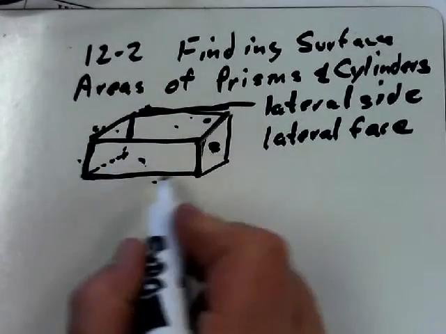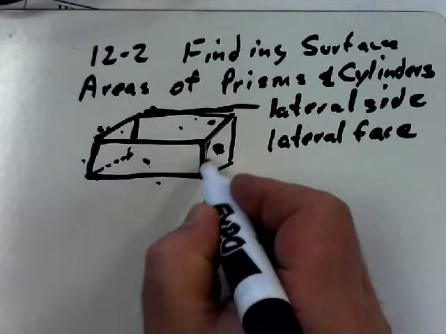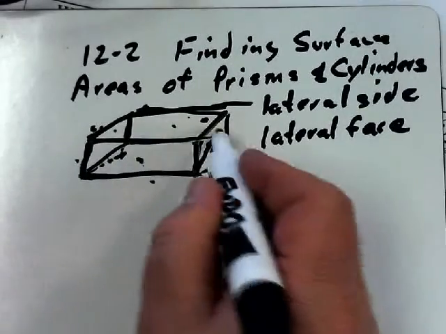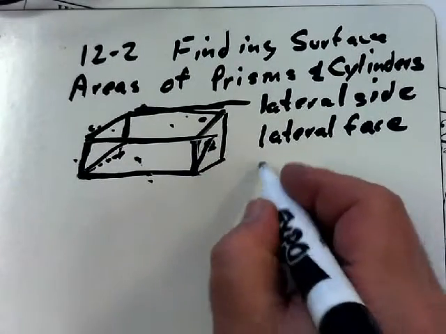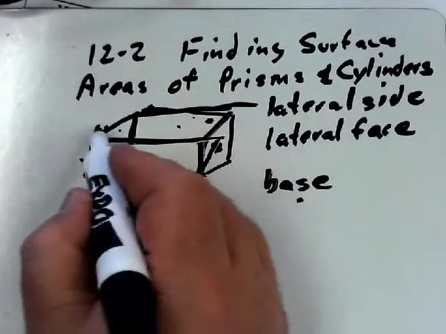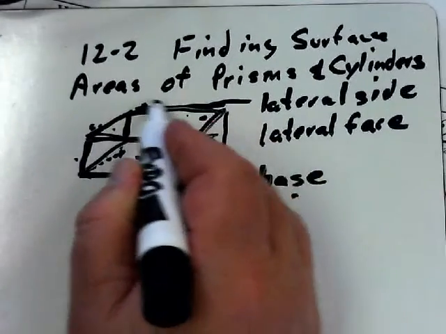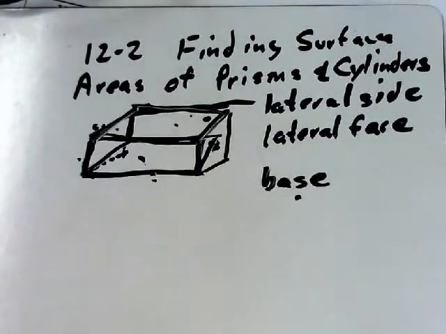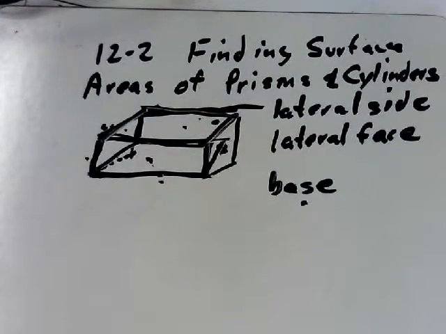The bottom part that's down here is called a base. The base here and the base up here are the same. That's what makes it a prism. Are exactly the same.